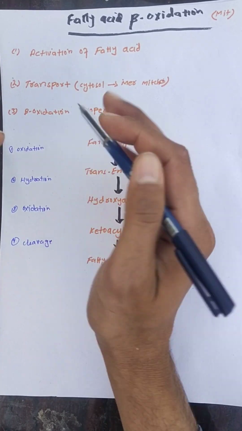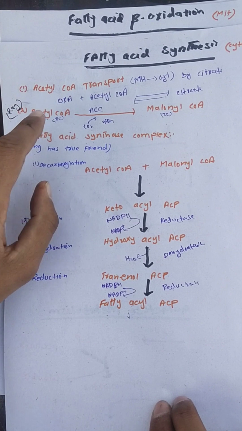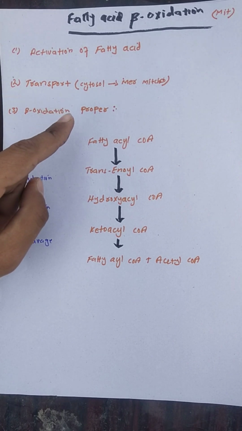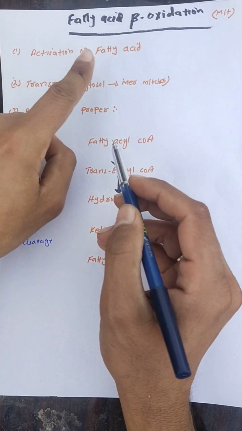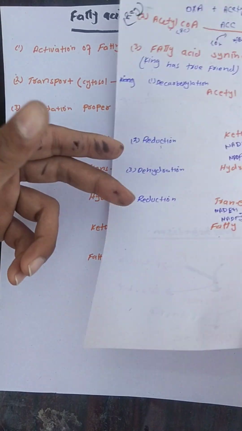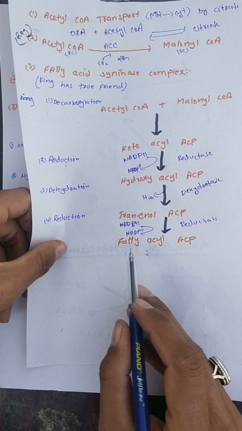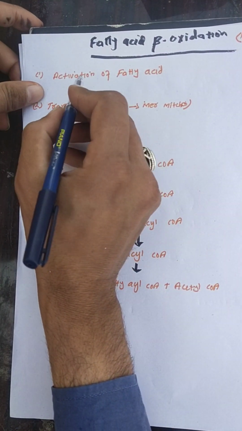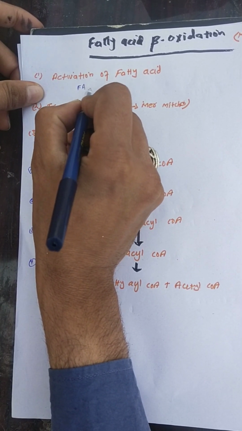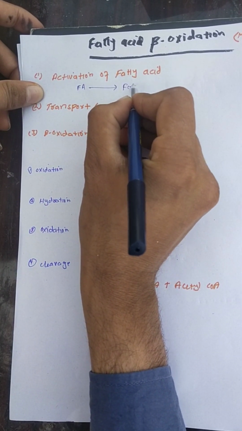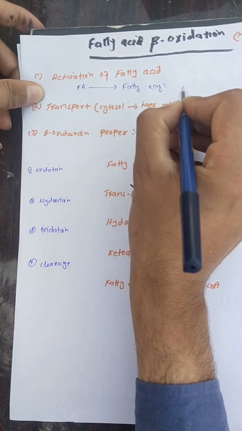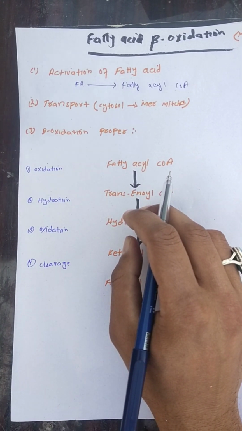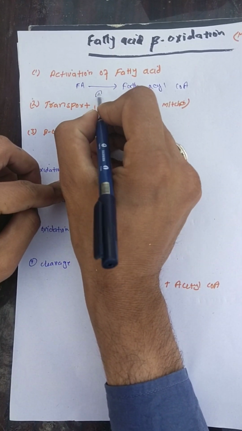This is also done in 3 steps, like this, in which we first transport acetyl CoA, then we have conversion of acetyl to malonyl, then we have the fatty acid synthesis complex. Like this, the reaction is also done in 3 parts. First is the activation of fatty acid, and I told you in the last few seconds that fatty acyl is the active form of fatty acid. So in the activation of fatty acid, we just convert fatty acid into the fatty acyl CoA form. This is the activated form of fatty acid, and here ATP is used.